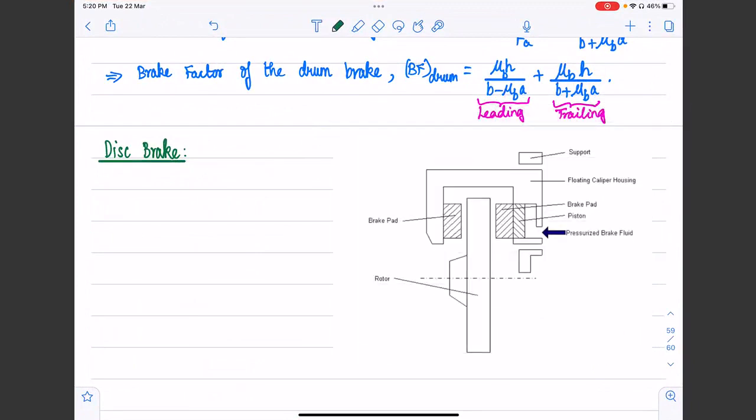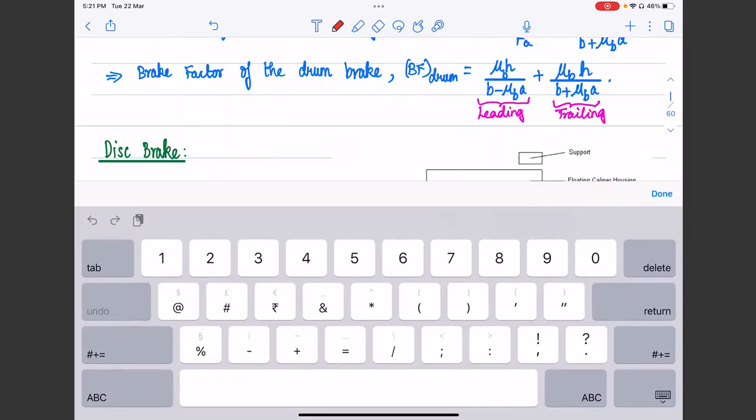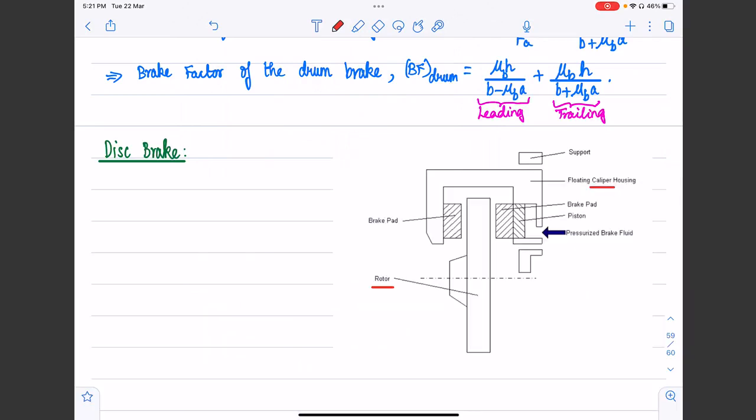So this is just a simple schematic of a disc brake. Now we are looking at the vehicle, let's say from the front. There is a rotor which rotates along with the wheel assembly. And then we have this caliper assembly, which is supported on support blocks. On both sides of the caliper assembly, we can see these brake pads. So this is the caliper, and this is one brake pad, and we can see another brake pad here.